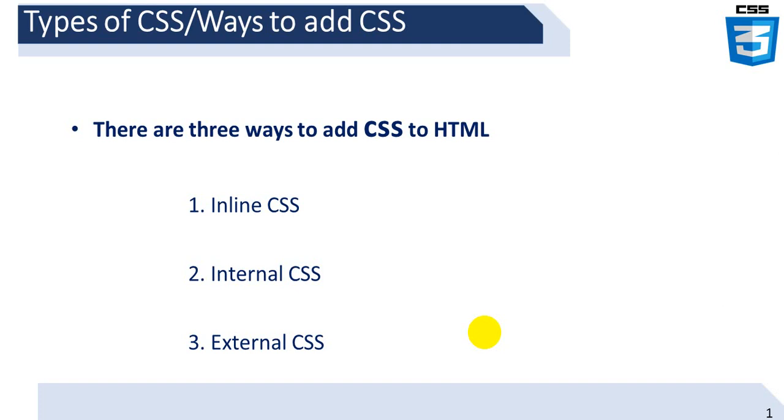If you observe here, guys, we have three types of CSS. We can add CSS to the HTML in three ways: inline CSS, internal CSS, and external CSS. In the next slides, we will see all the CSS types one by one, guys. So concentrate now.